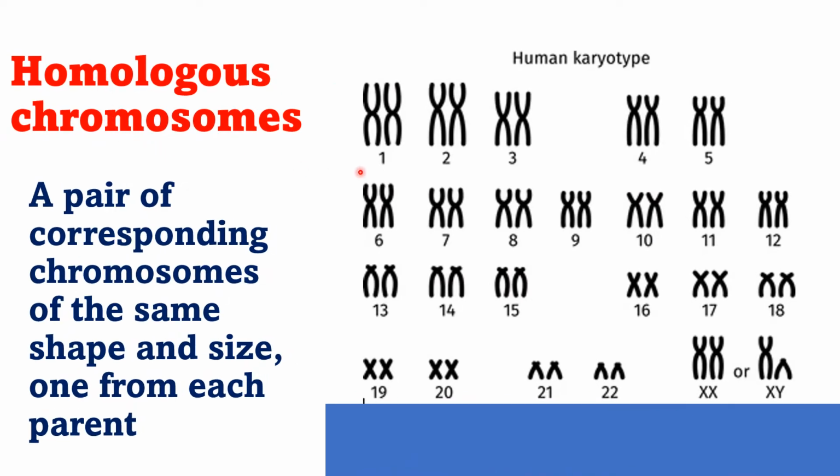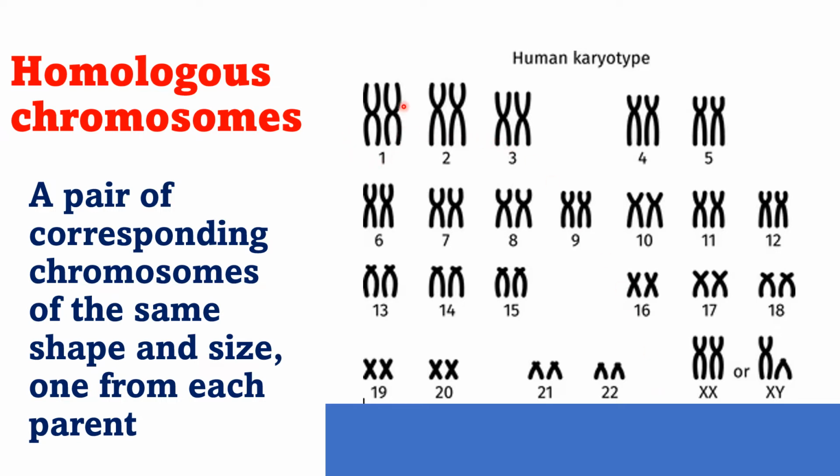Homologous chromosomes. What are homologous chromosomes? A pair of corresponding chromosomes of the same shape and size, one from each parent. That is called homologous chromosomes. Here you can see this is a human karyotype. There are 23 pairs of chromosomes in human beings, right?